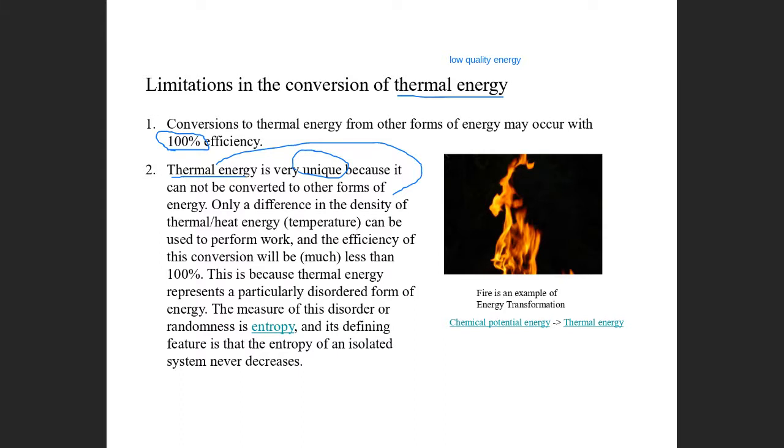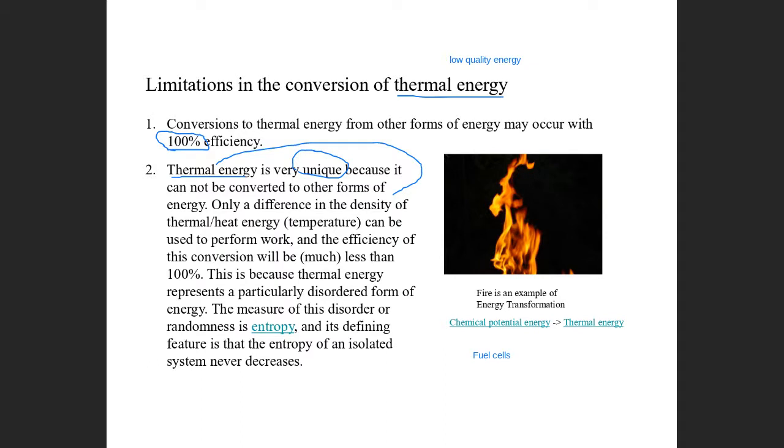However, you cannot convert thermal energy directly to chemical energy, like nowadays fuel cells, etc. It's difficult for us to directly and easily convert thermal energy into chemical energy or electricity as well. Why? Because only a difference in the density of the thermal energy can be used to perform work, and the efficiency of this conversion will be much less than 100%. Later, even for power plants, the maximum possible efficiency is only 40%, 50%.